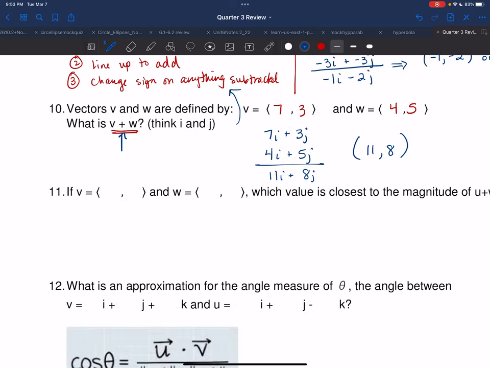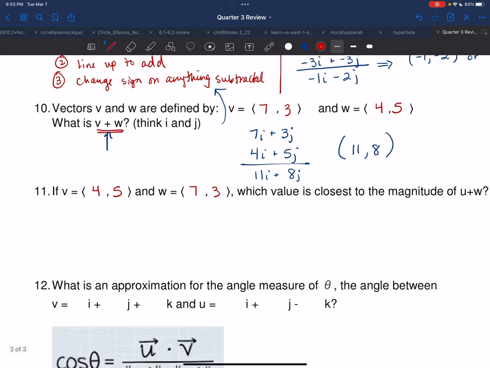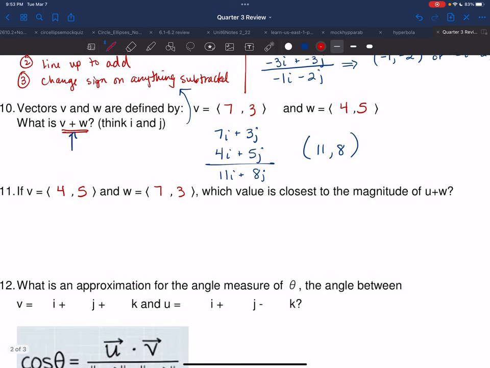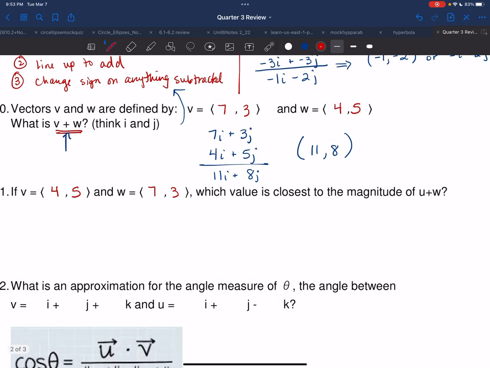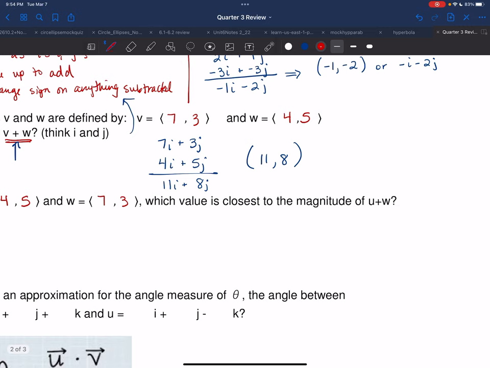All right, let's look at number 11. Number 11, we had 4, 5, and 7, 3. I think we did them backwards. If v is equal to 4, 5, and w is equal to 7, 3, which value is closest to the magnitude of u plus w? U? I meant v. I apologize, guys. I must have done this way too late.